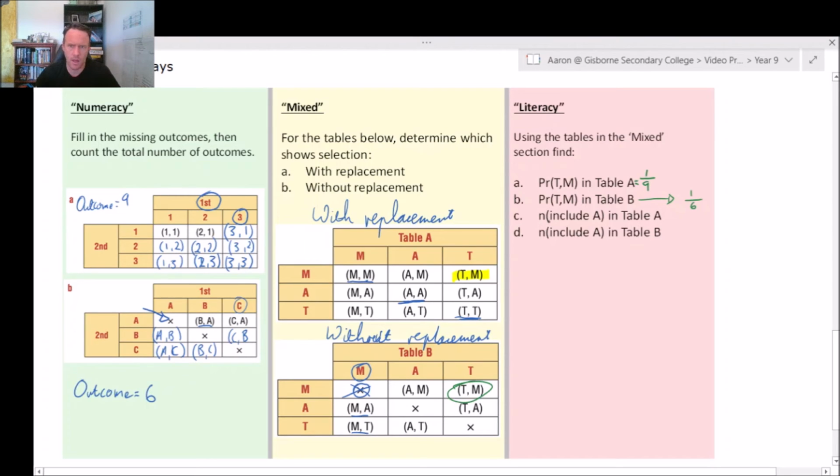The number of outcomes that include A, so remember that's the number of outcomes that include A in table A. Let's highlight all of those. So we've got 1, 2, 3, 4, that's already done once, 5. So we've got 5 possible outcomes for table A. And then for table B, all the possible outcomes in table B with an A is 1, 2, 3, 4.